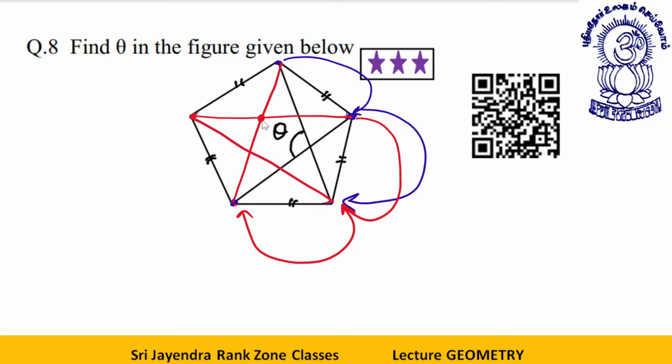the figure which I get now is again a regular polygon. The figure which I get now is a regular pentagon. So what will this angle be? How easy. This is 108 degrees. The angle of a regular pentagon is 108 degrees. Clear? Next one.